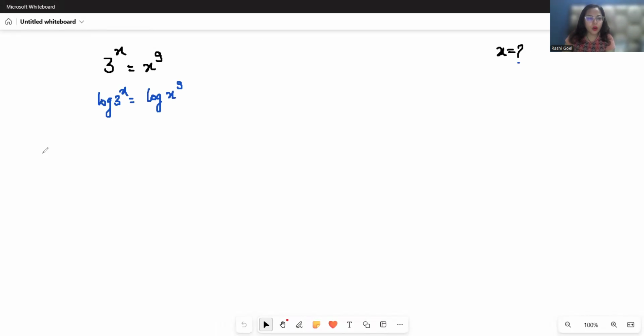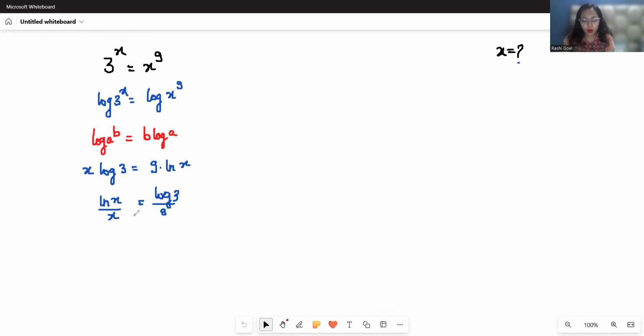Now according to log rule, log a power b is equals to b log a. So we can write this as x log 3 is equals to 9 log x. Now let's rearrange. Log x by x is equals to log 3 by 9.